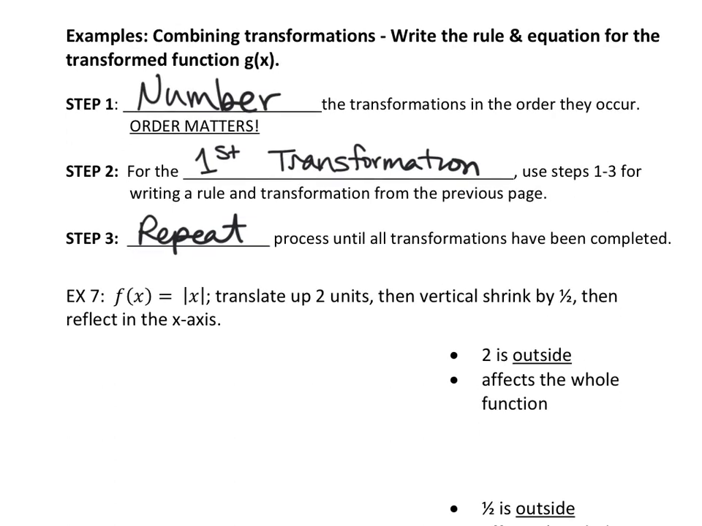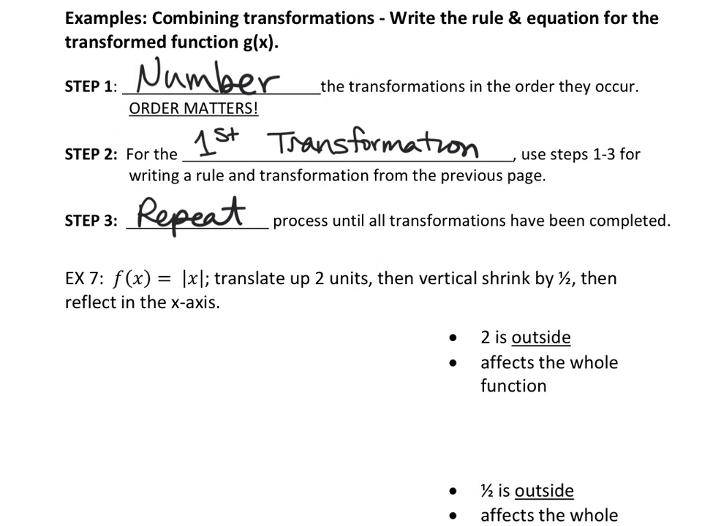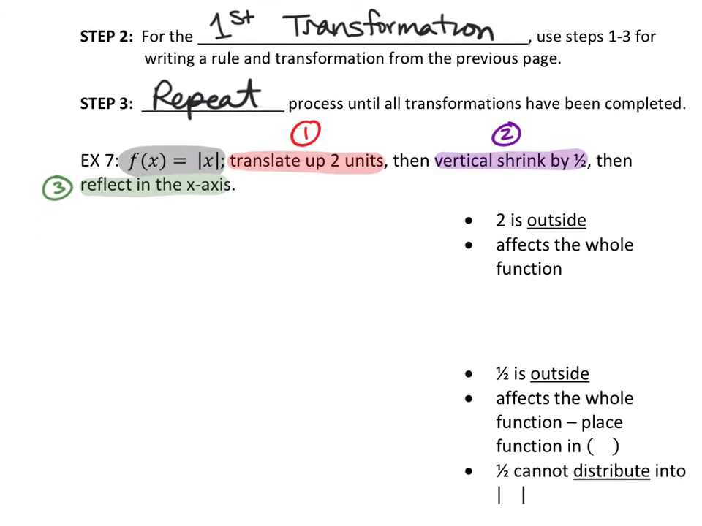So in example 7, it says to take this function and, number 1, translate it up 2 units. That's the first thing I'm going to do. Number 2, I'm going to vertically shrink it by a half. I have to do them in this order. I can't pick and choose. And then number 3, I'm going to reflect it in the x-axis. That is the order I have to do it, because they said to do this, this, then this. But we go step by step.